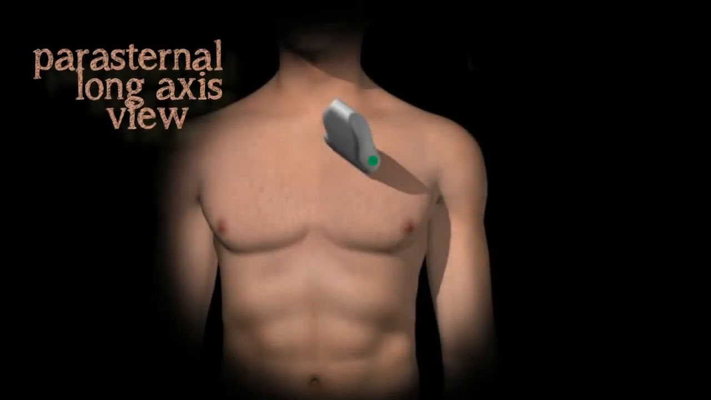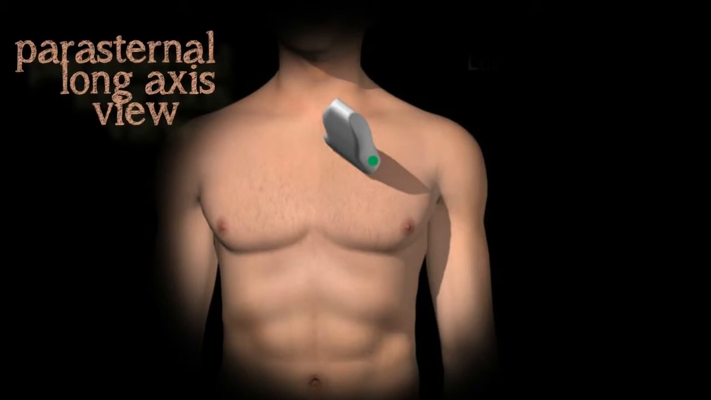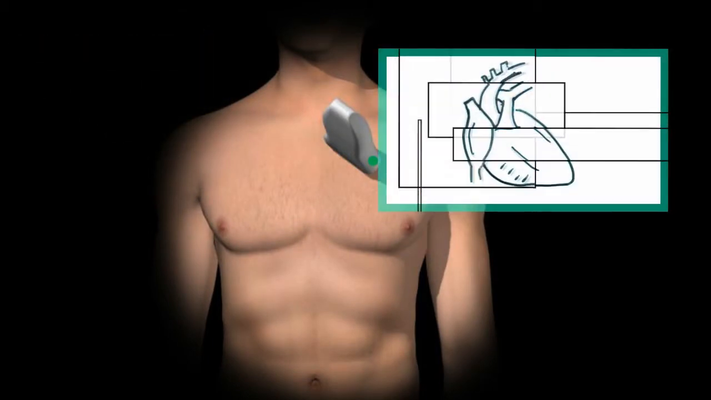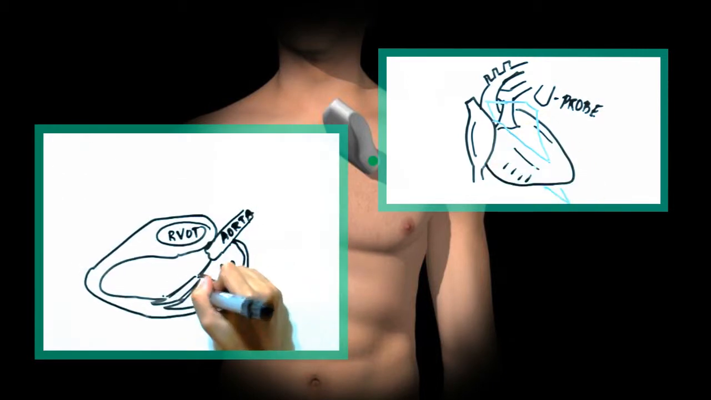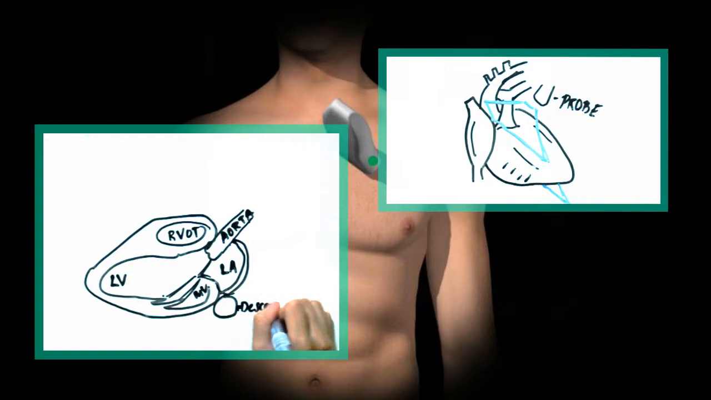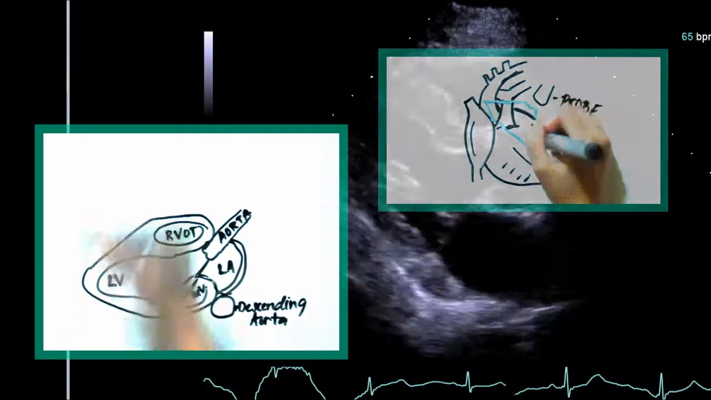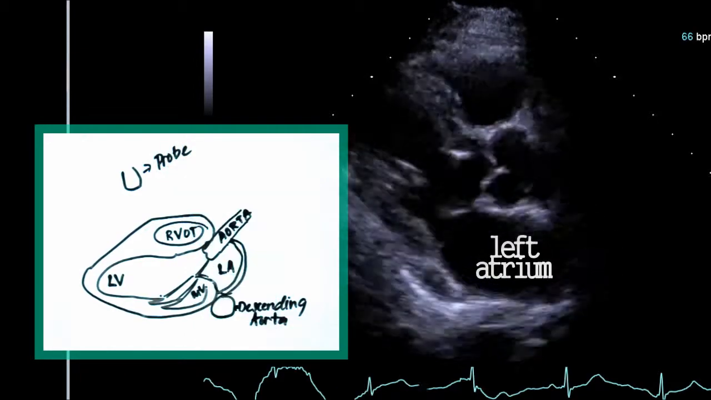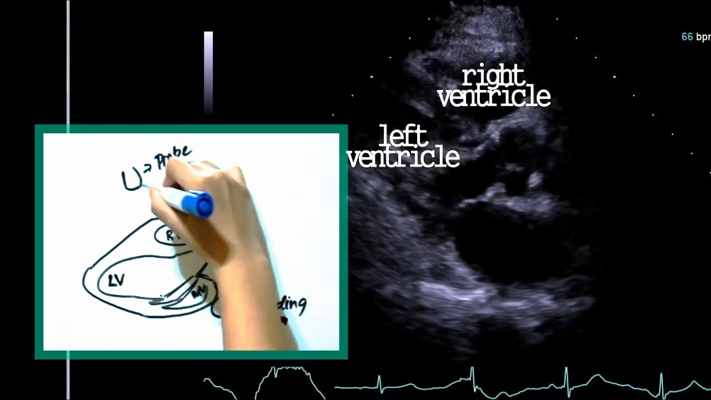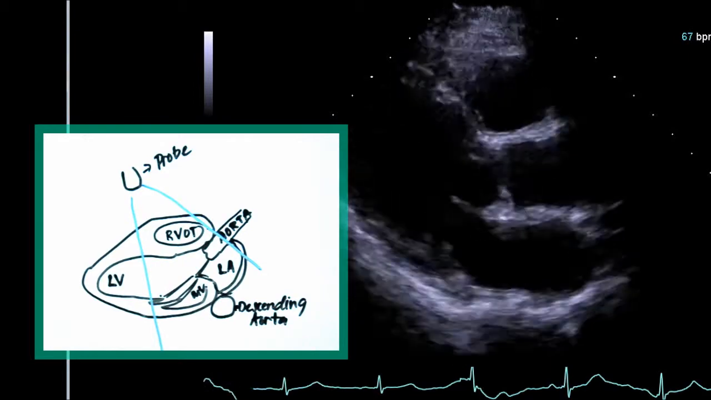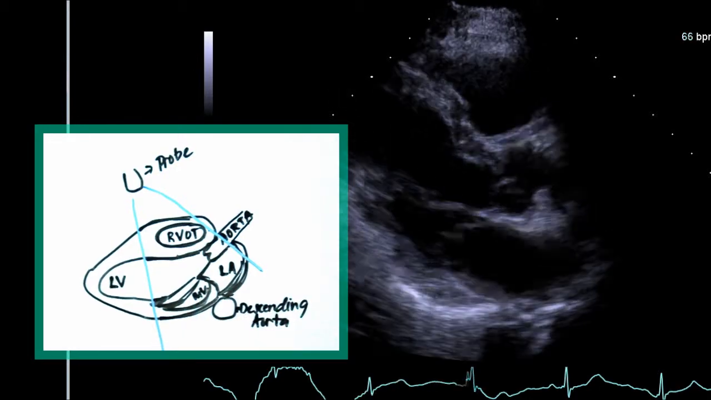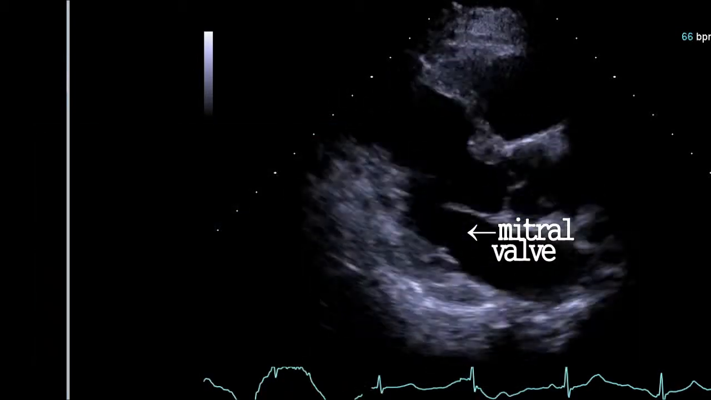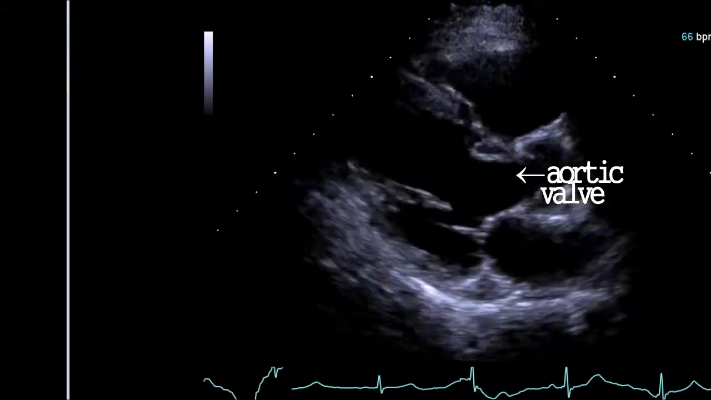On the other hand, the parasternal long-axis view is produced by placing the ultrasound transducer on the patient's 3rd or 4th intercostal space, left parasternal line, with the orientation towards the client's left elbow. The left atrium, left ventricle, and the right ventricle are visualized in this window. The interventricular septum and the posterior wall of the left ventricle can also be seen. In addition, the mitral and aortic valves opening and closing are visible from this view.